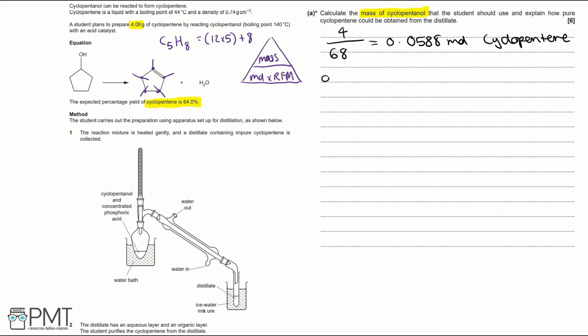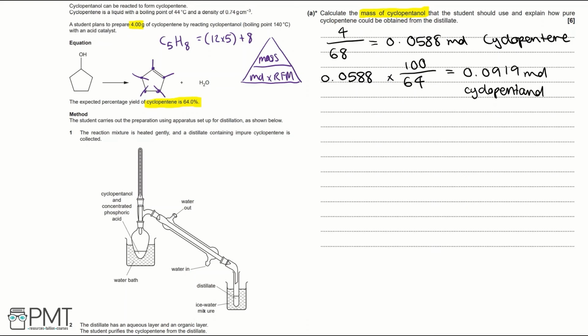So what we're going to do is 0.0588 multiplied by 100 divided by 64, which equals 0.0919 moles. And this will be of cyclopentanol. You might have thought that the fraction should go the other way round, but actually that's going to give you a smaller number of moles. And because the percentage yield is less than 100, that means you're going to need more cyclopentanol in order to make 64% cyclopentene, because some of this is going to be water.